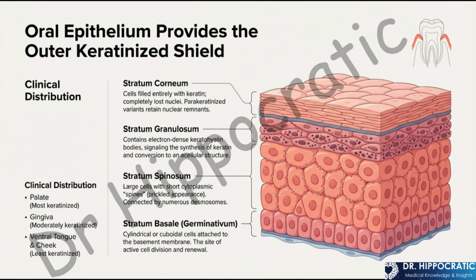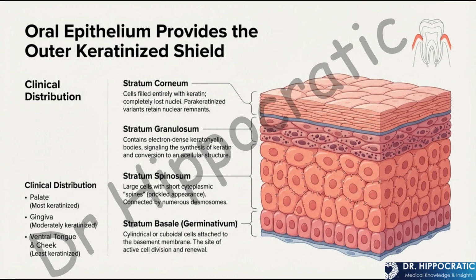I want to pause on the clinical distribution note on this slide, actually. It says the palate, like the roof of the mouth, is the most heavily keratinized tissue. Yes. The gingiva is moderately keratinized, but the underside of the tongue and the cheeks are the least. Why is the roof of the mouth armored so much more heavily than the cheeks?